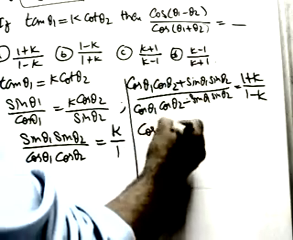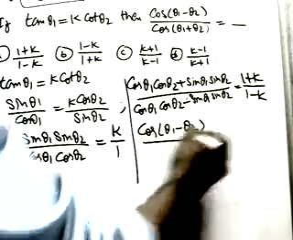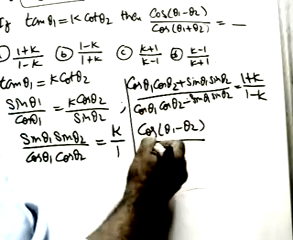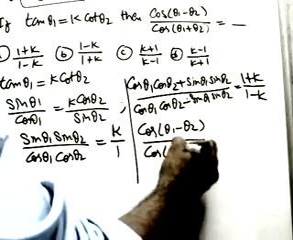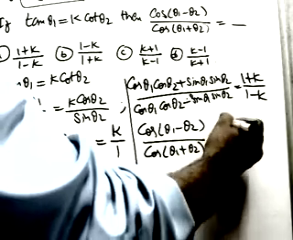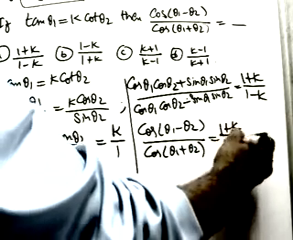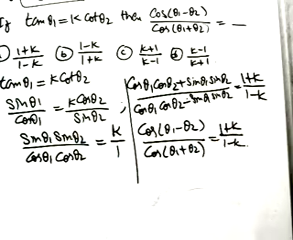Now it's finished. Cos A cos B plus sin A sin B is cos(A−B), so cos(theta 1 minus theta 2). Cos A cos B minus sin A sin B is cos(A+B), so cos(theta 1 plus theta 2) equals (1+k)/(1−k).